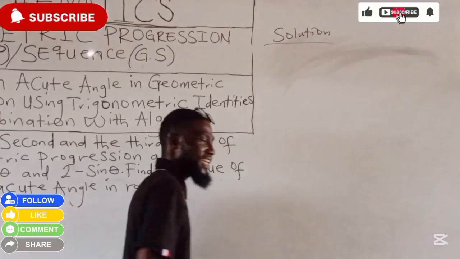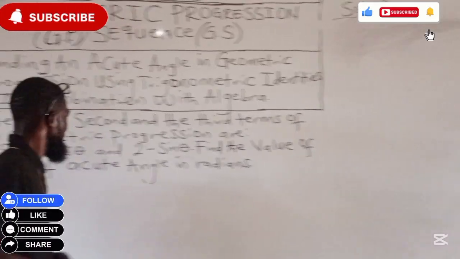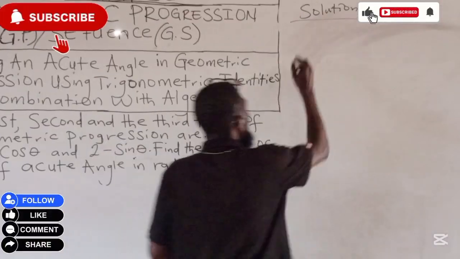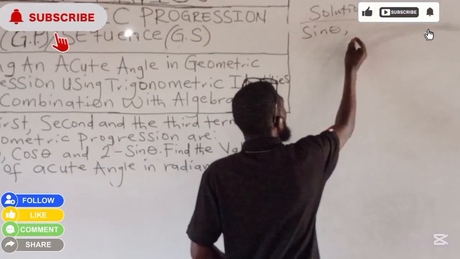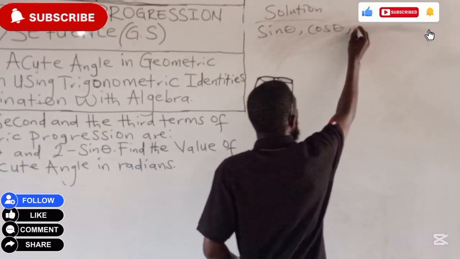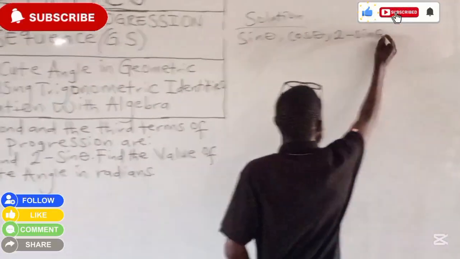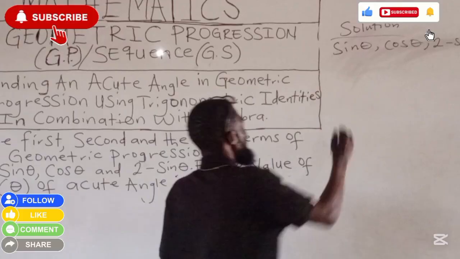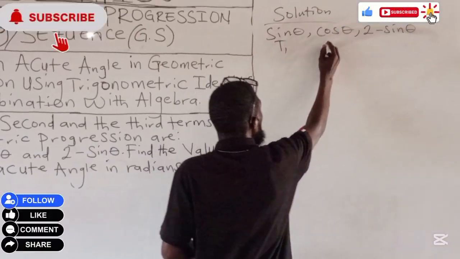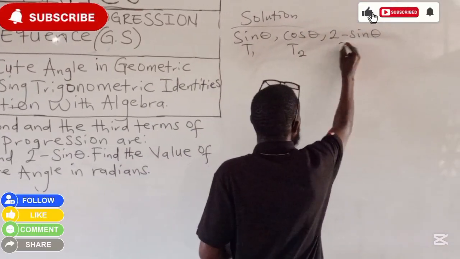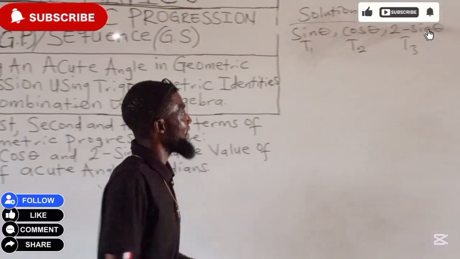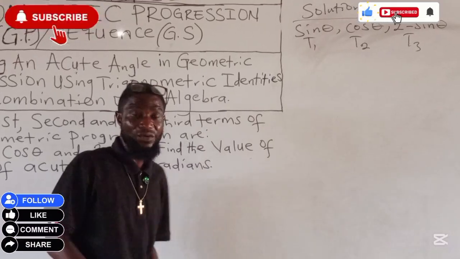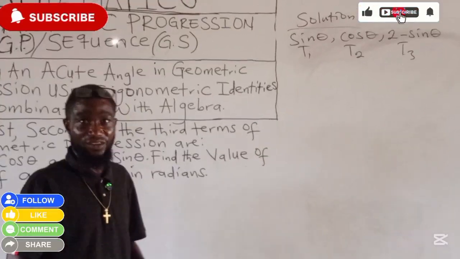On our solution today, we have 3 terms: the first term, the second term, and the third term. And they are sin theta, cos theta, and 2 minus sin theta. So, ladies and gentlemen, these are the 3 terms. This is referred to as the first term, this is the second term, while this is the third term.